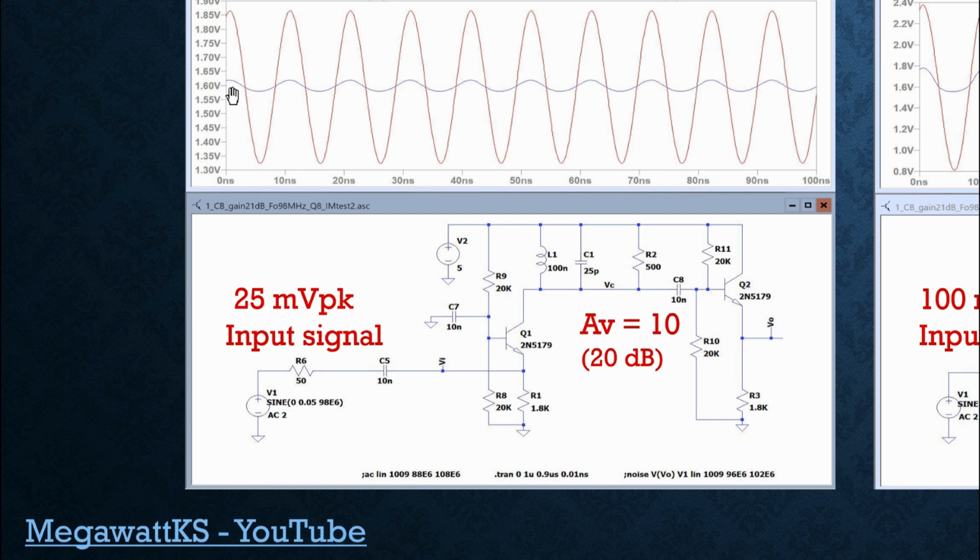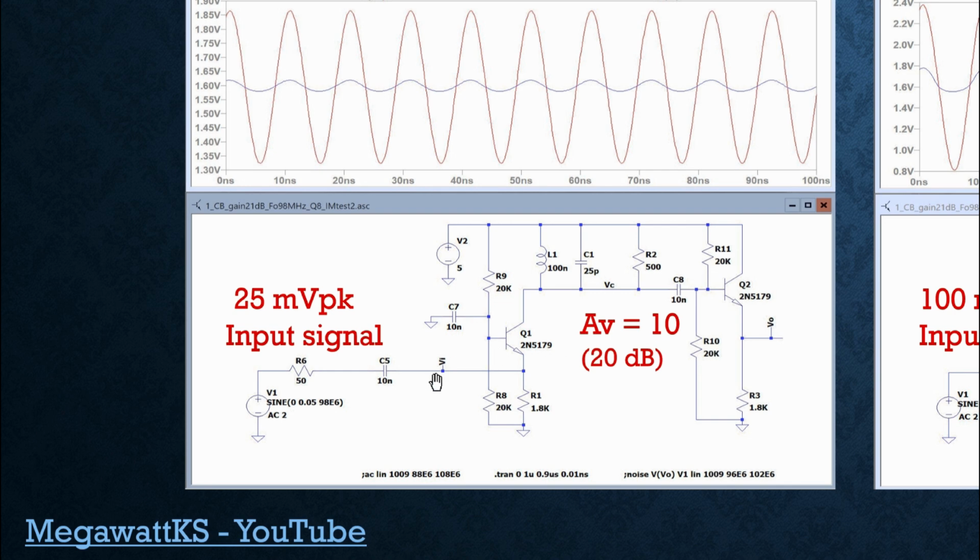So let's look at those signal swings. The output is in red, and the peak-to-peak amplitude is about 1.85 minus 1.35. That's about 0.5 volt peak-to-peak signal swing. Assuming the input at VI here really is 25 millivolts, let's see, what does that mean? Well, 0.5 peak-to-peak is 0.25 peak, and so that's a gain of about 10.